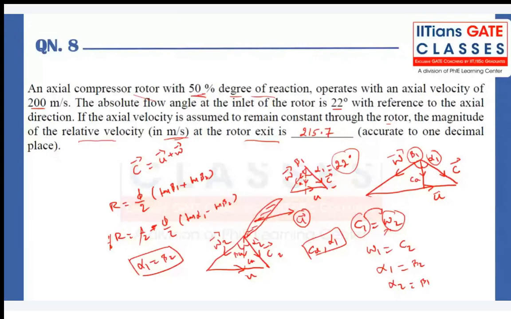For a 50% reaction stage, the velocity triangles at the entry and exit are symmetric. So the magnitude of the absolute velocity at the entry triangle is the same as the magnitude of the relative velocity at the exit triangle. So if I calculate this one, I am actually calculating this one also. So I can directly take that as the answer. Or else you can treat alpha 1 equal to beta 2. Then again you can calculate directly over here, cos beta 2 equals CA divided by W2, so W2 is CA divided by cos beta 2. Again you will get the same answer.